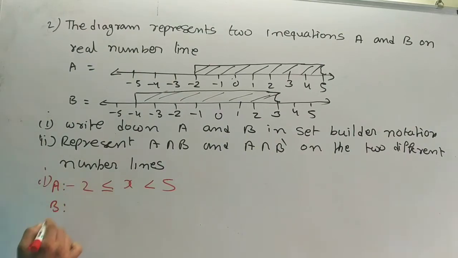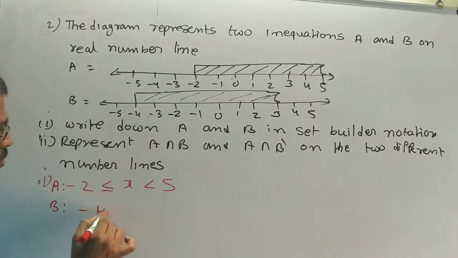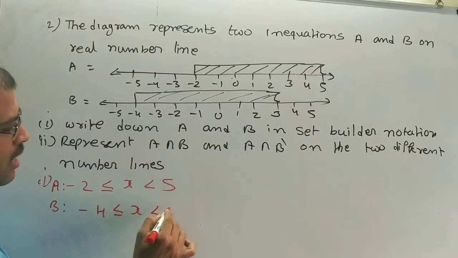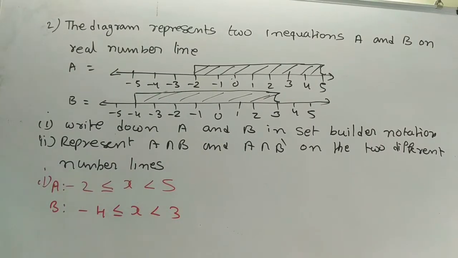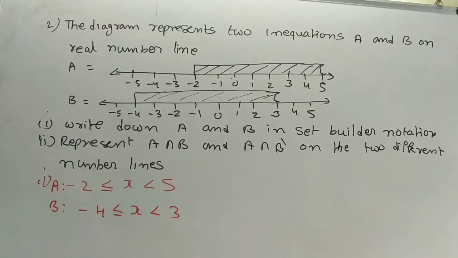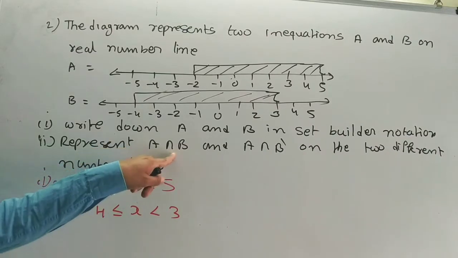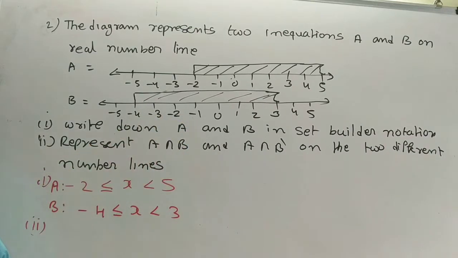Now for the B, what I am going to write: minus 4 less than or equal to x less than 3. This we will get for the set builder notation. This is question number 1. Now look at question number 2. Represent A intersection B.